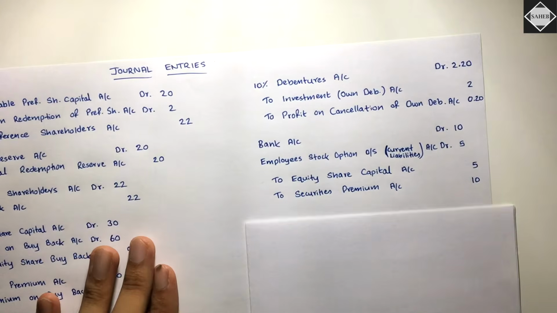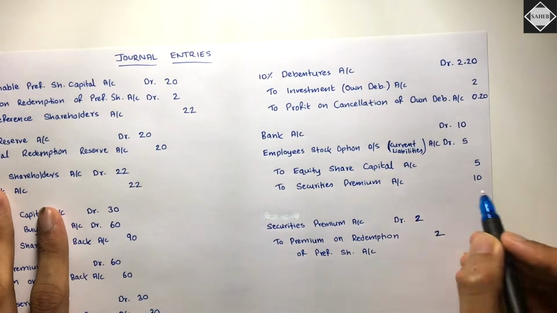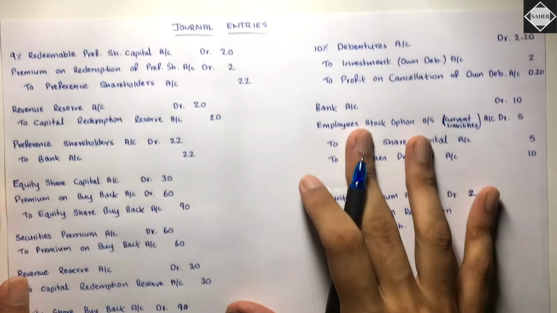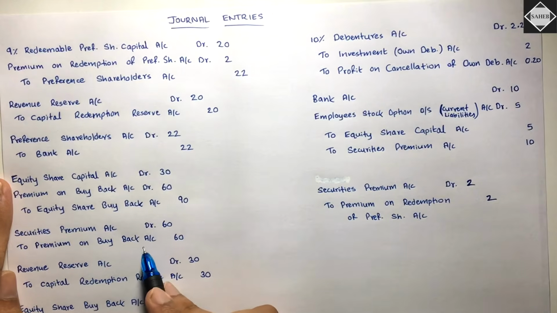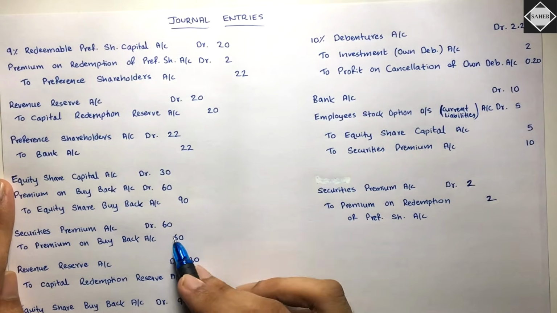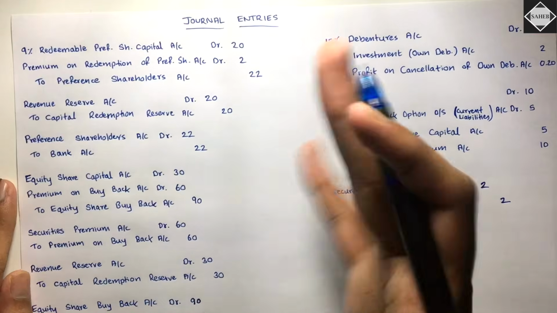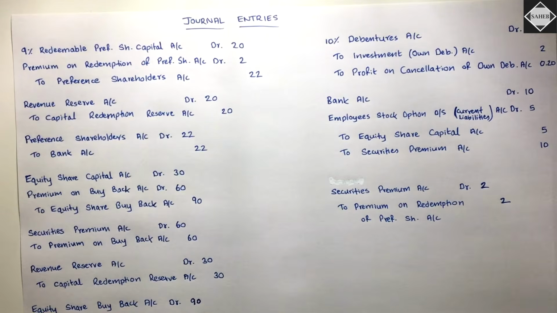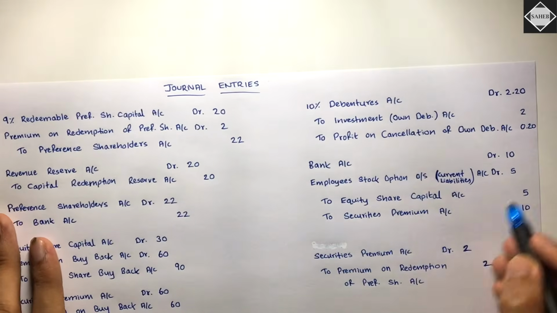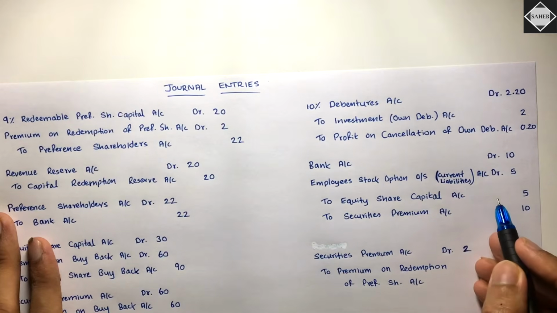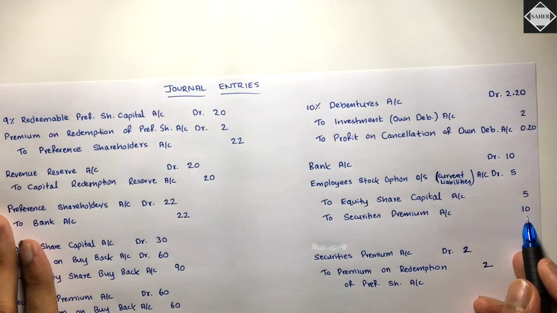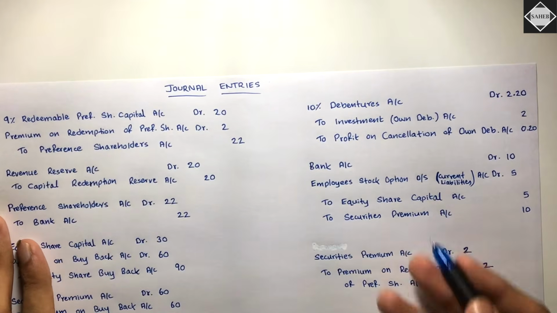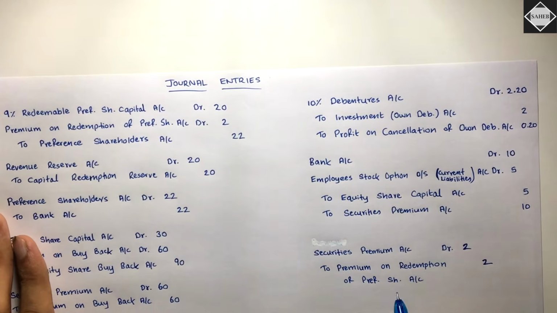After this, there is a credit of securities premium now. First we utilized securities premium to write off premium on buyback by 60. So securities premium was completely finished. We didn't have any money in securities premium. But then after the ESOP was exercised, when the options were exercised by the employees, we got securities premium of 10 lakhs. Now we can utilize securities premium to write off premium on redemption of preference shares.